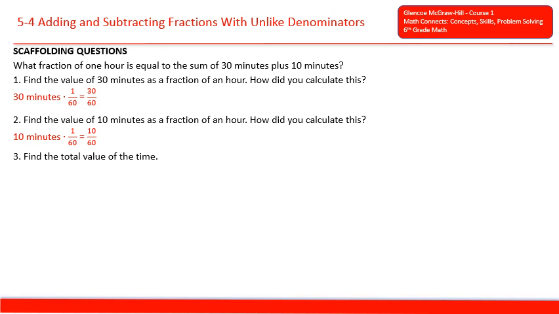And find the total value of the time. So 30 over 60 plus 10 over 60 equals 40 60ths. What is 40 60ths in simplest form? 2/3, because the greatest common factor is 20. So 20 goes into 40 twice, and 20 goes into 60 3 times.